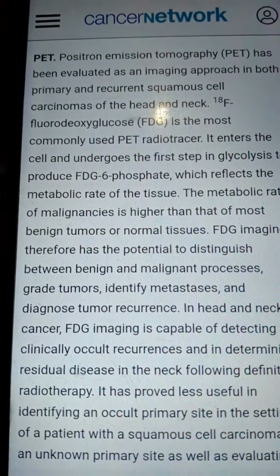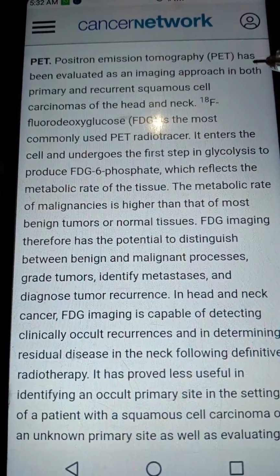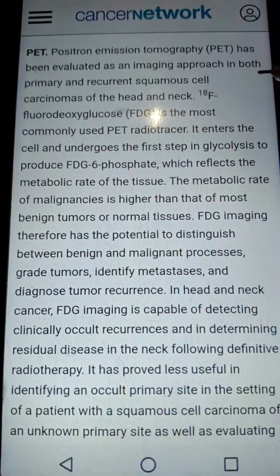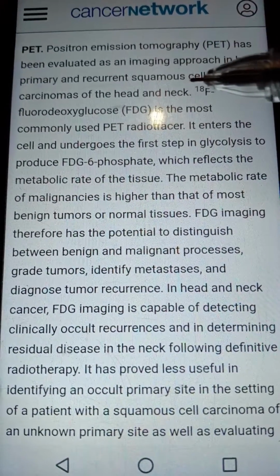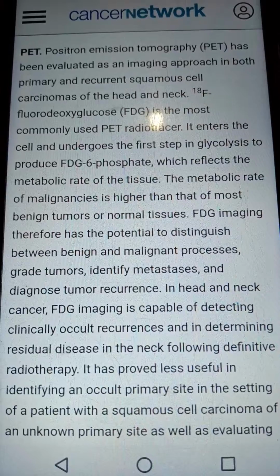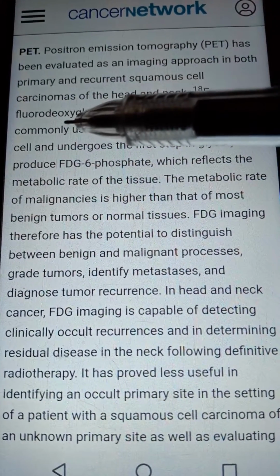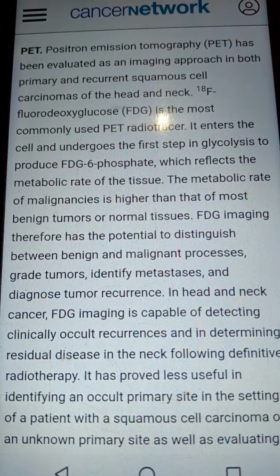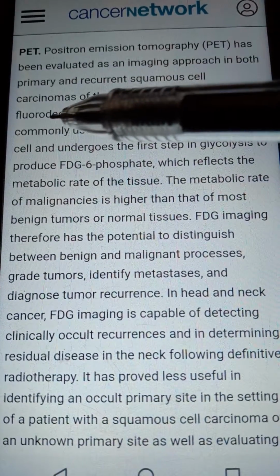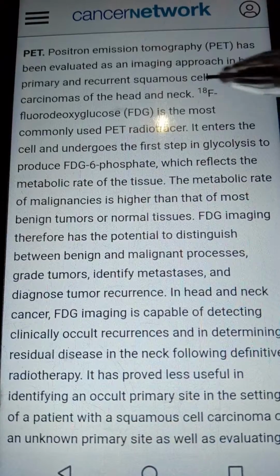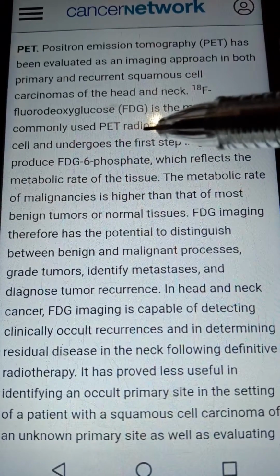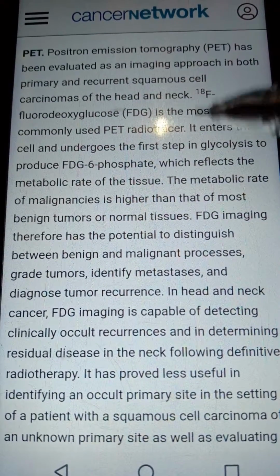PET scan. Positron emission tomography has been evaluated as an imaging approach in both primary and recurrent squamous cell carcinomas of the head and neck. F-fluorodeoxyglucose, or FDG, is the most commonly used PET radioactive tracer.